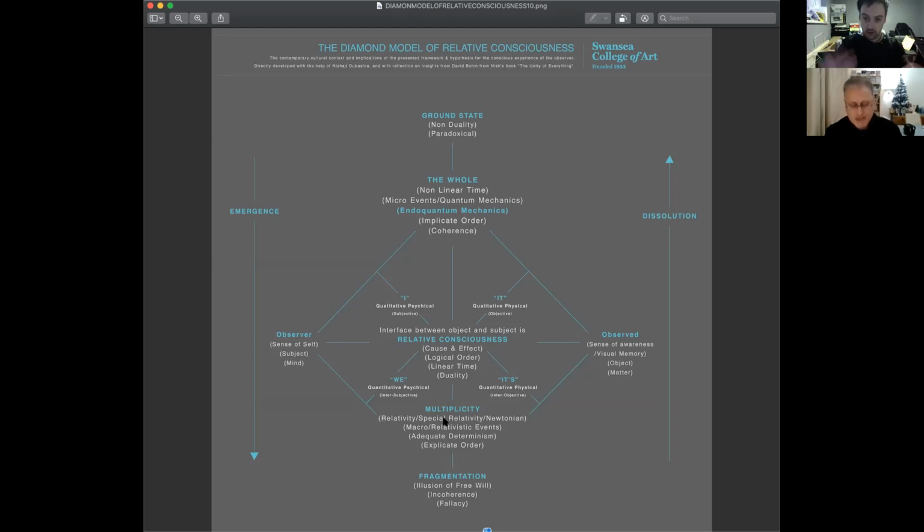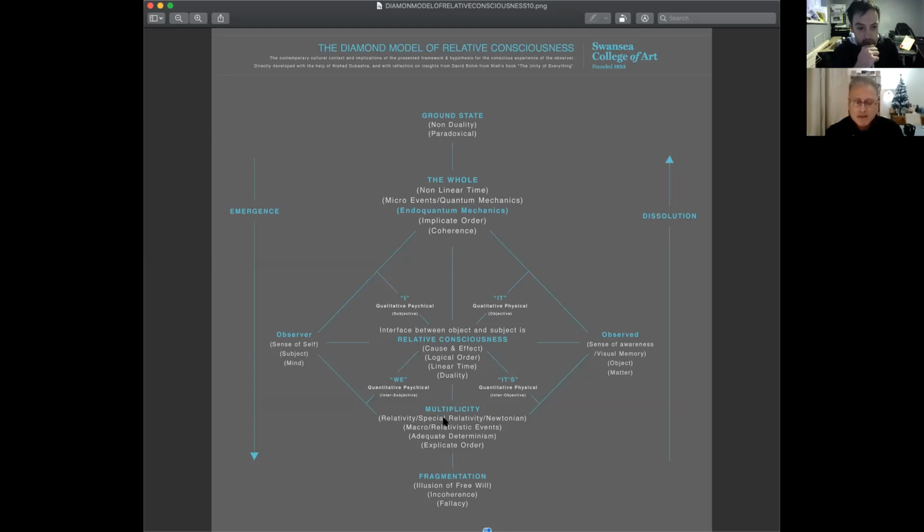So can we talk about fragmentation? Just briefly. How do you see incoherence first applying? Because it's obviously complete opposite to this coherence that we have at the whole. So can we just explain the coherence first and then we can get into those other aspects?